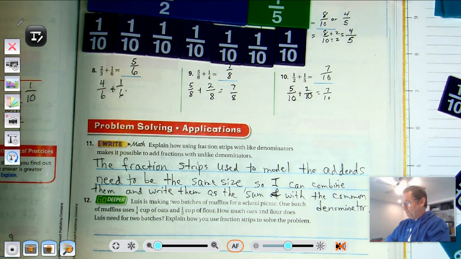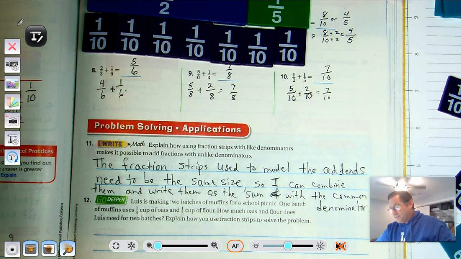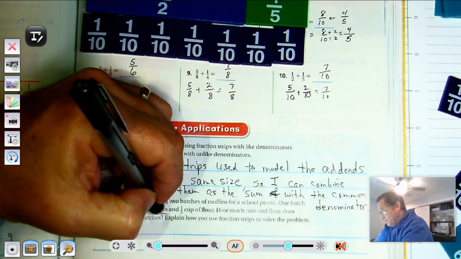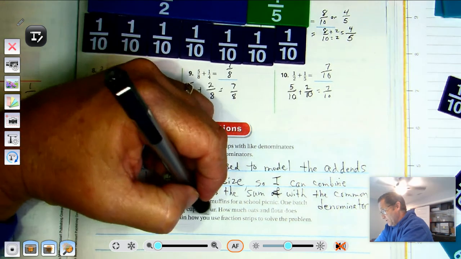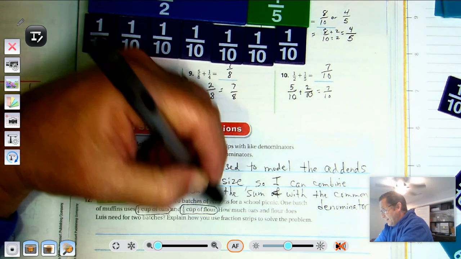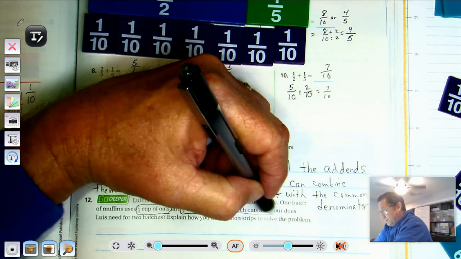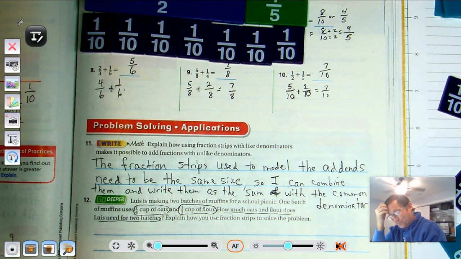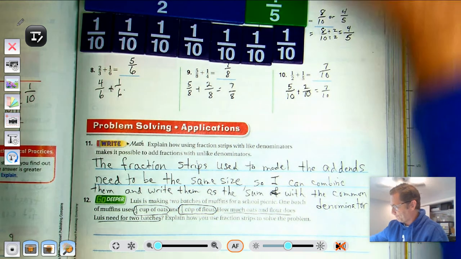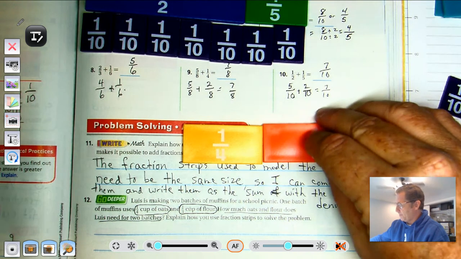Number 12. Lewis is making 2 batches of muffins for a school picnic. One batch of muffins uses 1/4 cup of oats and 1/3 cup of flour. How much oats and flour does Lewis need for 2 batches? And explain how you use fraction strips to solve the problem. So we have 1/4 plus 1/3.